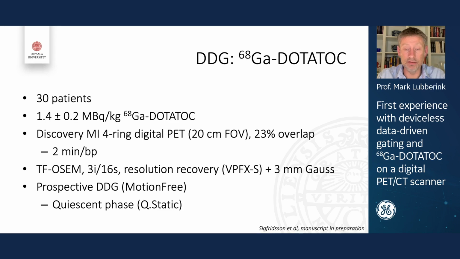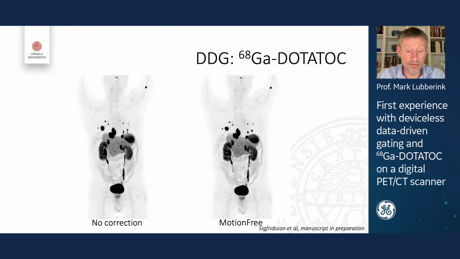And we use prospective data revision using MotionFree as it is now implemented on our scanner. And then performed quiescent phase gating. So we use Q-static to only reconstruct the quiescent phase part of the acquired data. And on this slide you see a first example, on the left hand side without any respiratory motion correction, and on the right hand side with MotionFree. And as you can see, the small lesions in the lower left lung were smeared out a lot without correction, but MotionFree actually showed them as much more spherical.